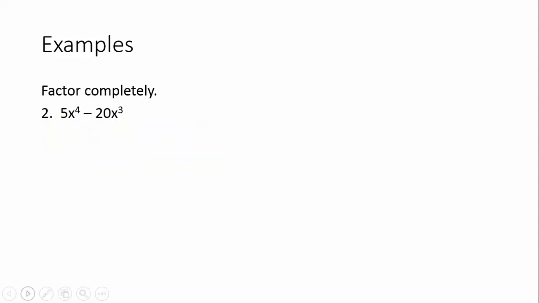Again, factor completely, so we're looking for a GCF probably. We have 5x to the 4th minus 20x cubed. So if we factor out a 5 and an x cubed, we're left with x minus 4. This also does not factor. This is not a difference of squares. Even though 4 is a perfect square, x is not a perfect square. We would have to have x squared here. So this is your final answer.